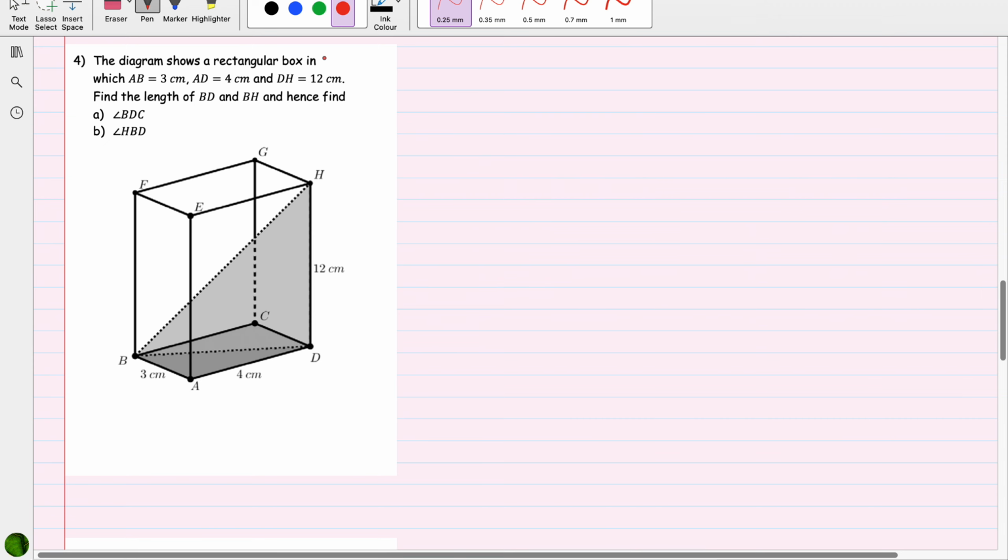The diagram shows the rectangular box in which AB is equal to 3. Okay, this is AB, that is 3. AD is 4 and DH is 12. This vertical height is 12. Find the length of BD and BH. So this is B, this is D. So for BD, we use Pythagoras theorem. BD squared is equal to 3 squared plus 4 squared. BD being the hypotenuse and longest side, BD comes out to be 5 centimeters.